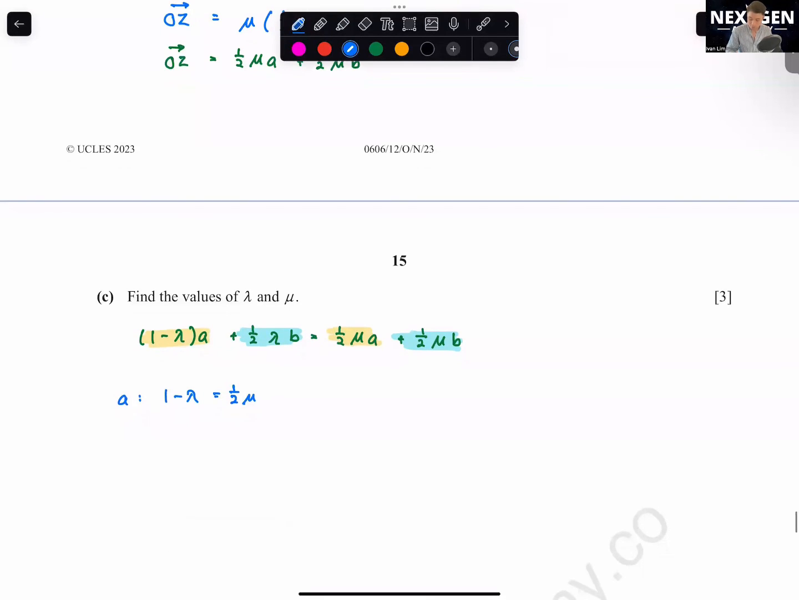This one I can't do much here yet. Let's do the other one. For B, 1 over 2 lambda equals to 1 over 2 mu. Lambda is equals to mu. So I substitute mu to lambda or lambda to mu. So 1 minus lambda equals to 1 over 2 lambda. 1 is equals to 3 over 2 lambda. Lambda is equals to 2 over 3. Therefore, mu is also equals to 2 over 3.